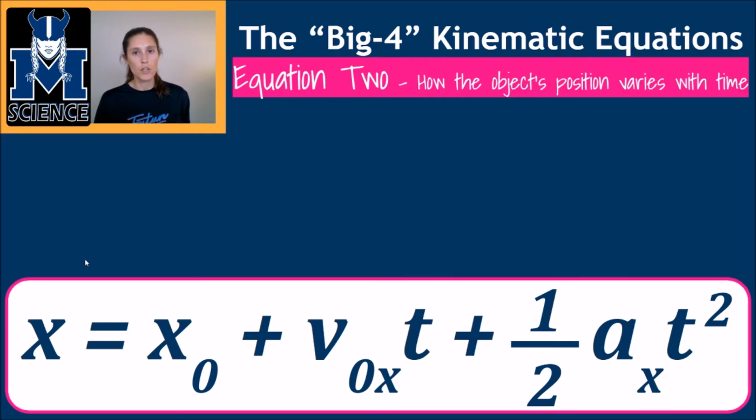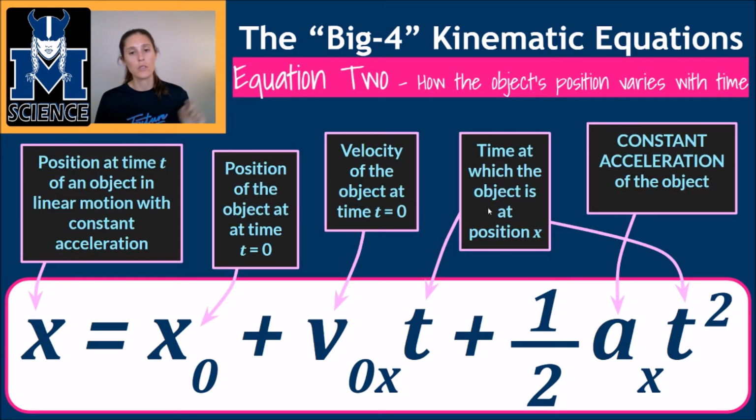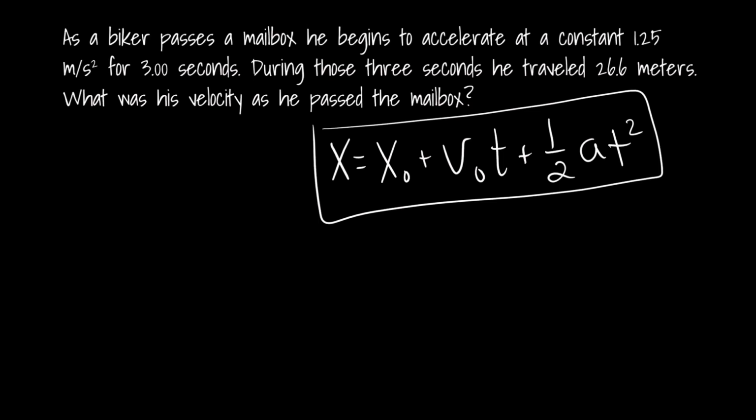So this equation 2 tells us how the object's position varies with time if its velocity is changing, but it has a constant acceleration. Super useful equation. Let's check out an example of how we use it. So here's an example of a time when you would use this equation.